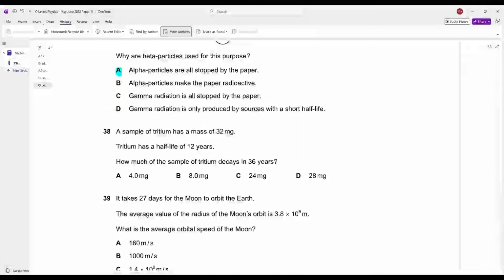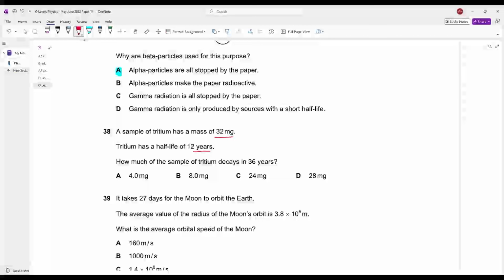A sample of tritium has a mass of 32 milligrams. The half-life is 12 years. How much of the sample of tritium decays in 36 years? बेटा देखो, इनिशियली आपके पास 32 मिलीग्राम्स है. 12 साल के बाद, 12 ईयर्स के बाद क्या हो जाएगा, ये 16 मिलीग्राम्स हो जाएगा. आफ्टर फर्दर 12 ईयर्स ये क्या हो जाएगा, 8 मिलीग्राम्स. आफ्टर फर्दर 12 ईयर्स ये क्या हो जाएगा बेटे, 4 मिलीग्राम्स.